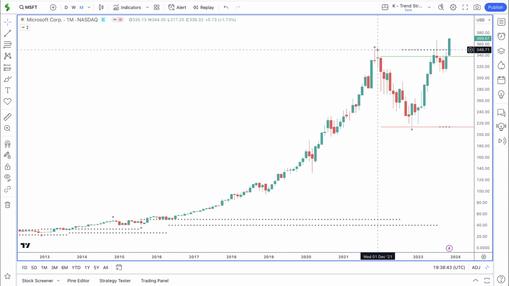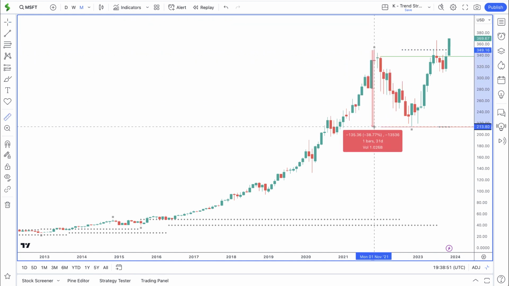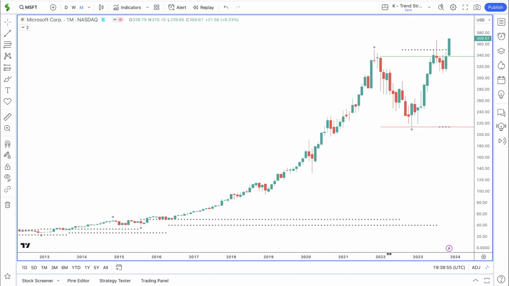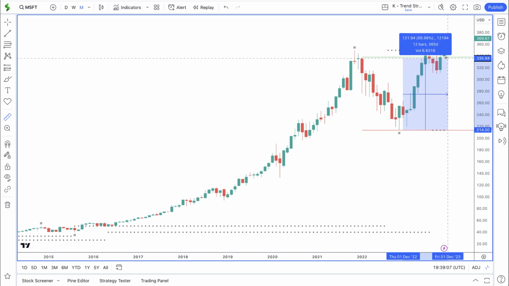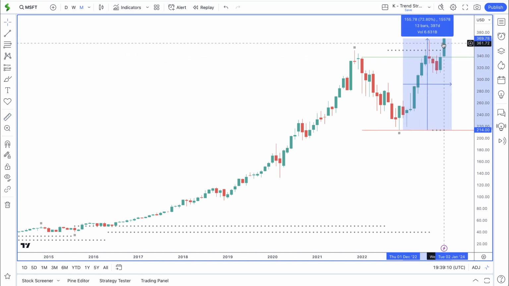So once it got to this high in November 2021, price declined. And if I measure how deep this decline was, it was around 38%. So a 38% decline, which is quite deep. Price eventually found support, then started to move back to the upside. And if I measure from this low, price has now moved up 72%, which is a strong recovery.